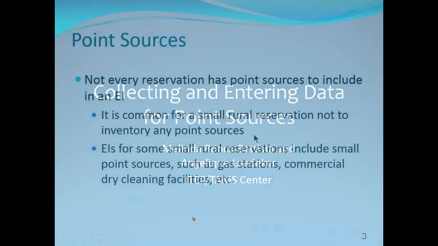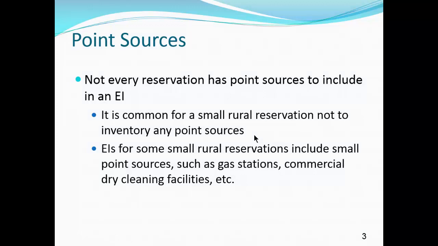Point sources. Point sources are more complicated to enter into TEISS, and it makes sense. They require more information associated with them. And not every reservation has even one point source to include in an emissions inventory.